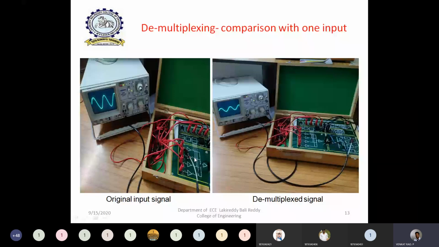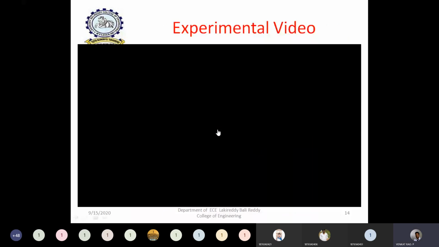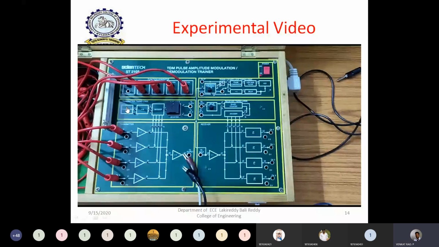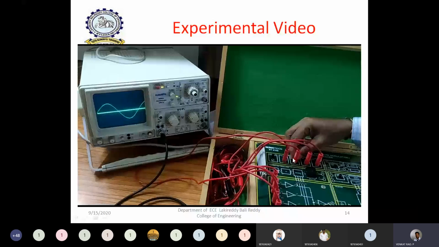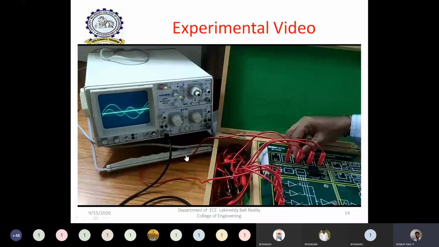What I have explained till now, you can see in the real-time video of the experiment from this video. This is the experimental kit, and we have taken the signals like this. All of you observe, these are the 4 signals already connected to the inputs, and this is the output pin. The output pin is already connected to the CRO probe.